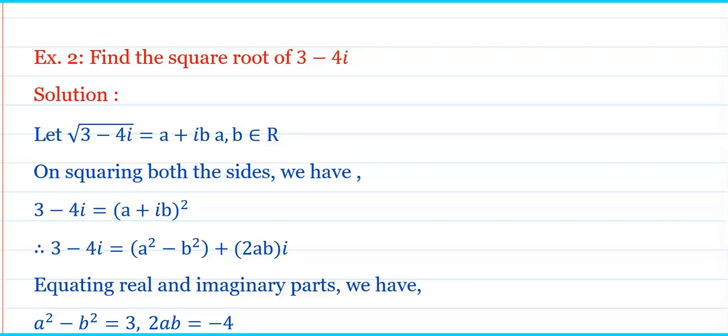Find the square root of 3 minus 4i. Again, let the square root of 3 minus 4i be equal to a plus ib, where a, b belong to the set of real numbers. Again, on squaring both sides, we get 3 minus 4i is equal to a plus ib bracket square. Again we will do the expansion. First term a square plus 2abi plus i square b square. Here i square means minus 1.